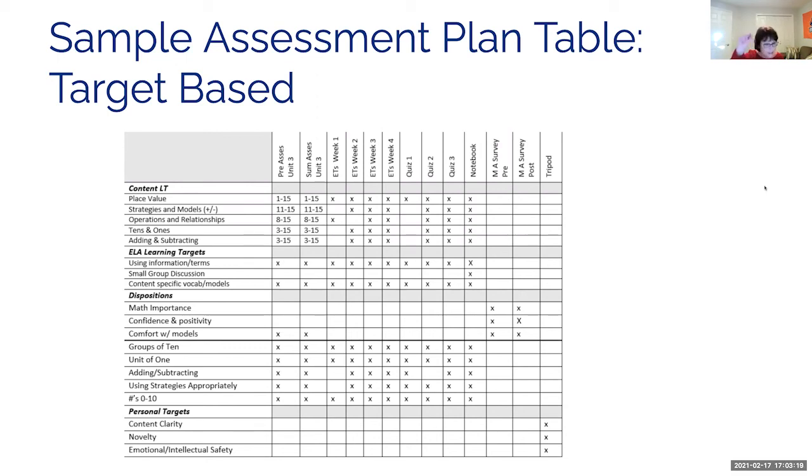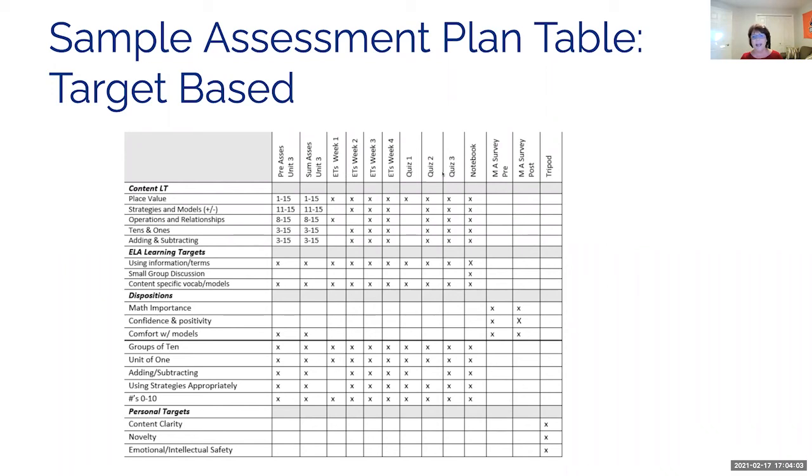You could put personal targets, you could put whatever you want there, okay? You'll see this teacher, for their content, used the same pre-test as the post. It was exactly the same. Questions 1 through 15 dealt with place value. Questions 11 through 15, strategies and models. 8 through 15 was operations. Tens and ones was question 3 and 15. And adding and subtracting was question 3 and 15. So they have made a direct proportional alignment with their pre and post. I could look at this and see it right away.